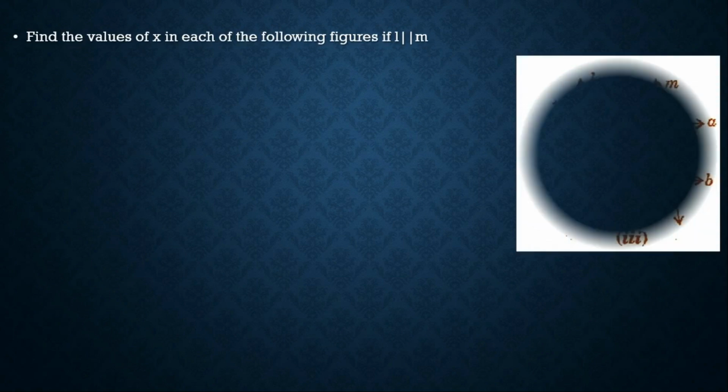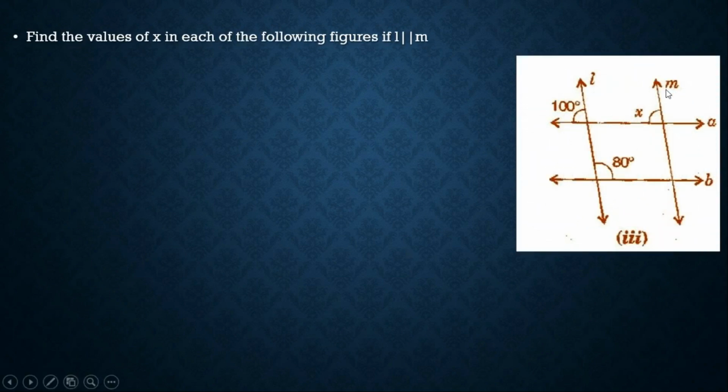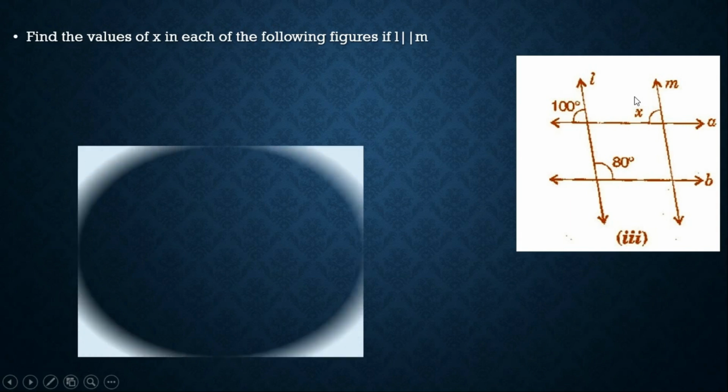Now let us solve one more problem. Here line L and line M are parallel lines, and line A and line B are transversal lines. Okay. Now we have to find the value of x here. So this 100 degree and x are which type of angle? Yes, very good. We can see that they are corresponding angles, and we know that corresponding angles are always equal. So this angle x will be 100 degree.